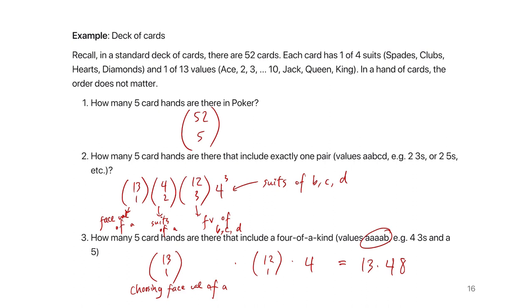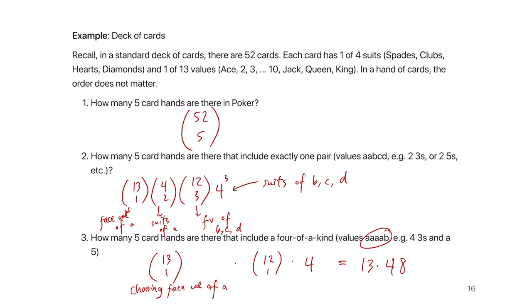And so a question that you might have is, instead of doing this 12 choose 3 times 4 cubed, why can't we just do 48 choose 3? Right? Because we ignore all the cards of the value of A, right? Even though we only selected two of them, there's still two more. So why can't we just say 48 choose 3?